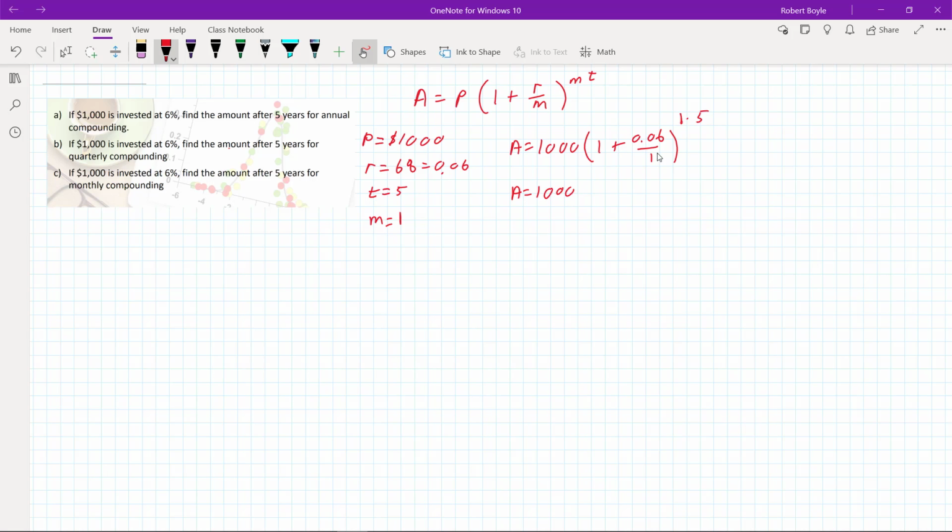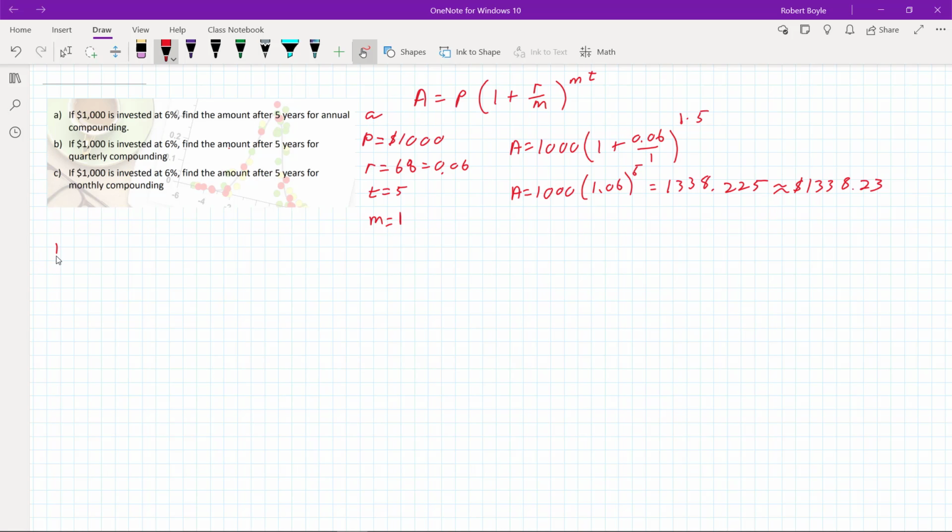Okay, well 0.06 divided by 1 is just simply 0.06. If you add 1 to that, you're going to have 1.06, and since 1 times 5 is 5, you're going to have 1.06 to the 5th power, and that will give you 1,338.225, which will round to $1,338.23. Okay, so this right here is A.